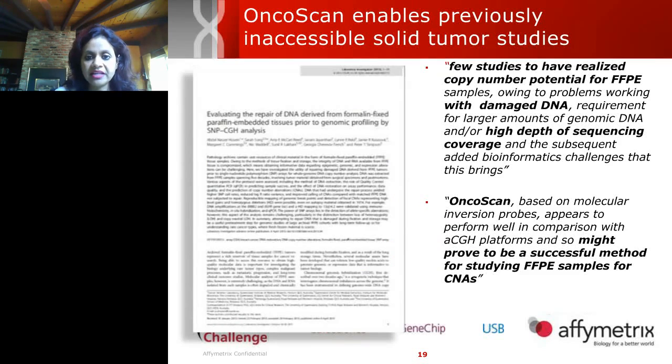This is an important publication that I'd like to highlight that talks about how few studies have realized the copy number potential for FFPE with damaged DNA because of the requirement of large amounts of genomic DNA when it comes to other array technologies, or very high depth sequencing coverage and the subsequent added bioinformatics challenges that this brings. OncoScan, based on molecular inversion probes, according to this publication, appears to perform well in comparison with array CGH platforms, and so might prove to be a successful method for studying FFPE samples for copy number alterations.